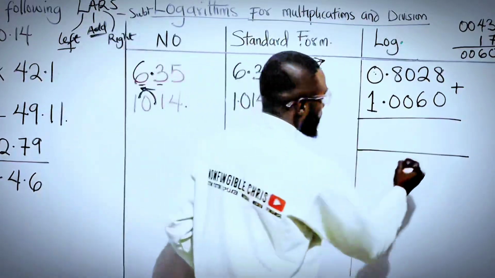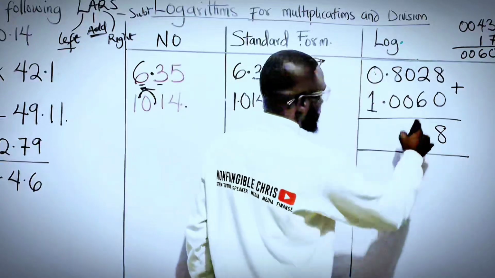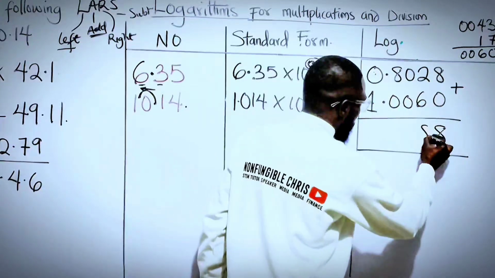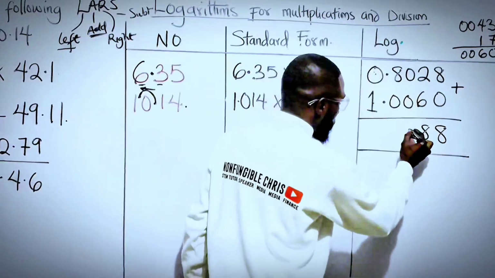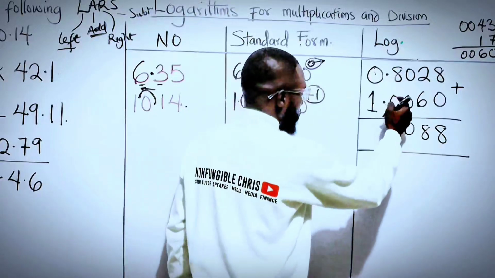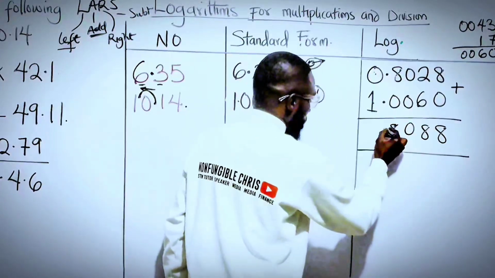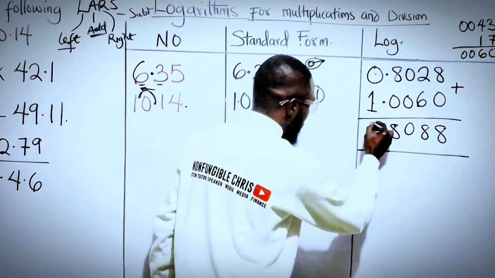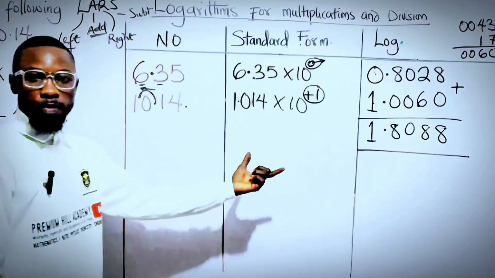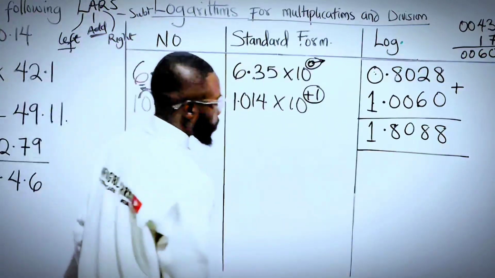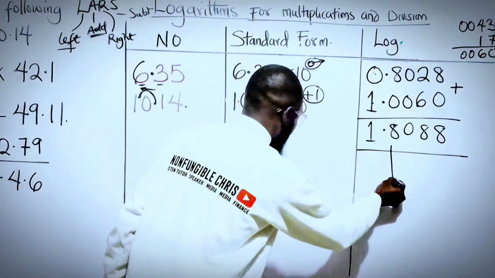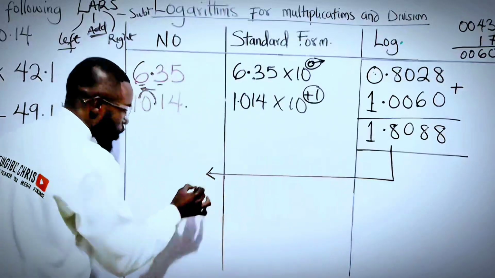So let's add. 8 plus 0 gives us 8. 2 plus 6 gives us 8. 0 plus 0 gives us 0. 8 plus 0 gives us 8. 0 plus 1 gives us 1. Very simple, right? Having done that, we are going to look at our antilog table.